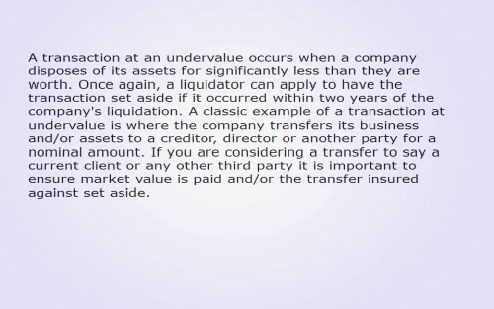Transactions at an undervalue. A transaction at an undervalue occurs when a company disposes of its assets for significantly less than they are worth. Once again, a liquidator can apply to have the transaction set aside if it occurred within 2 years of the company's liquidation. A classic example of a transaction at undervalue is where the company transfers its business and/or assets to a creditor, director or another party for a nominal amount.